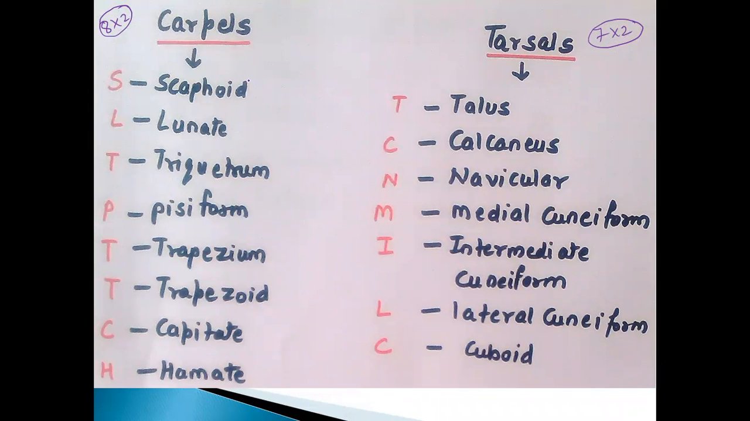The 8 carpals are scaphoid, lunate, triquetrum, pisiform, trapezium, trapezoid, capitate, hamate. Then we have the tarsals: talus, calcaneus, navicular, median cuneiform, intermediate cuneiform, lateral cuneiform, and cuboid. So it is talus, calcaneus, navicular, median, intermediate, and lateral cuneiform, and C is for cuboid.